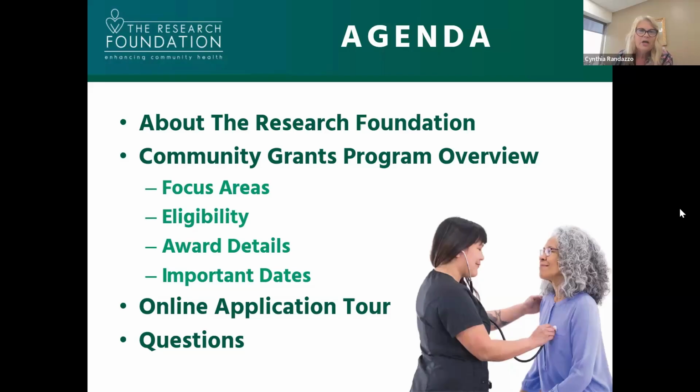So I'm going to talk a little bit about our agenda. We want to focus today on information about the grants program. I'm going to talk a little bit about our focus areas, our eligibility, our award details, and then spend some time also on the online application and make sure that there's enough time at the end for any specific questions that you might put in the chat throughout the presentation. We're going to start with just a little bit of a brief background on the Research Foundation and then transition into the Community Grants Program.